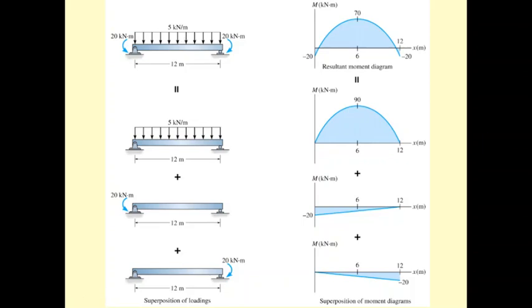Okay, and then when we arrive at the maximum moment, we can determine the maximum normal stress equal to the maximum moment times distance y divided by the moment of inertia I.